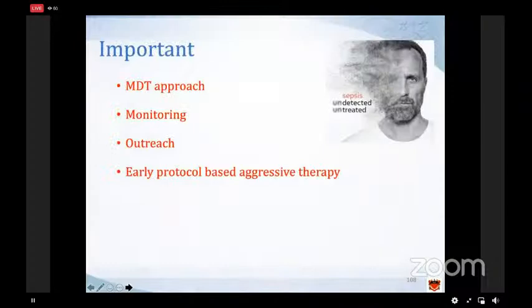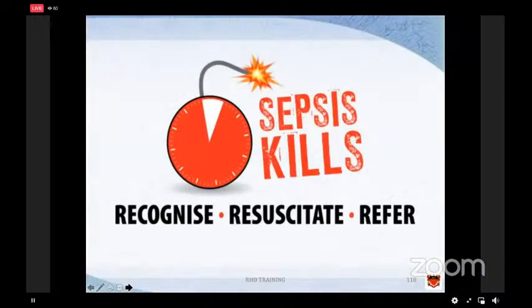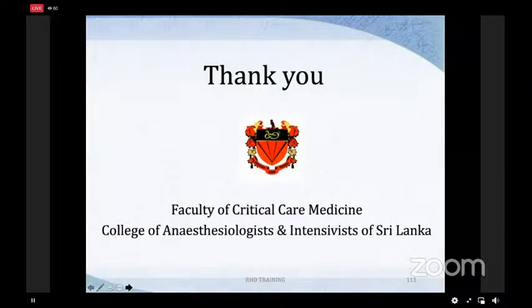And remember, you can't manage these patients alone. It's a multidisciplinary team approach. You need everybody's help to do these things. Sepsis is a fast killer. Unless you act fast, faster than sepsis, you can't save your patients. Thank you very much.